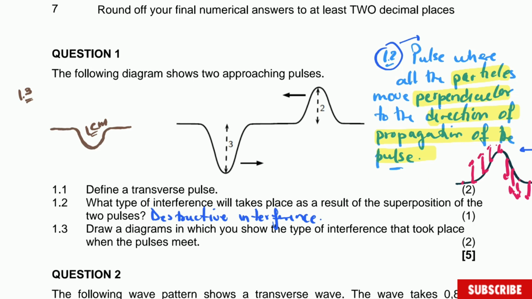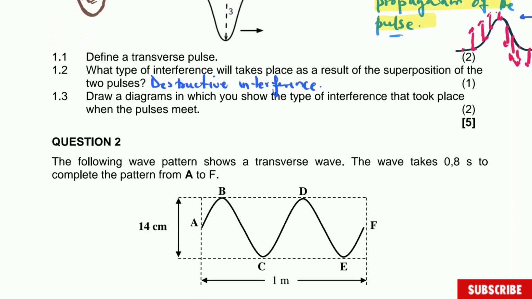Guys, this is all you have to do. How do you calculate this one? You will get 2 plus minus 3, the one at the bottom is negative, and that will give you minus 1 centimeter, which is the case there. So that is question 1.3, and I hope it's clear. That is what we call destructive interference in pulses. Let's go to the next question.